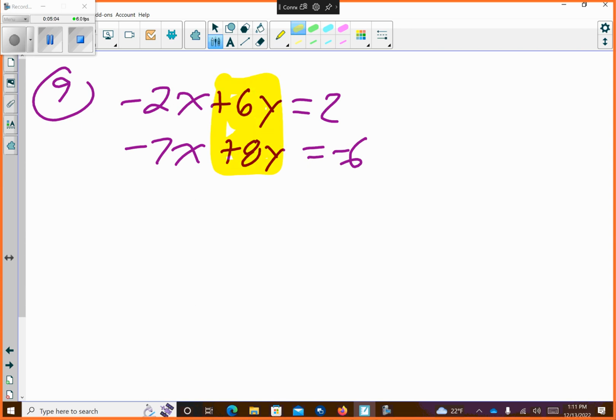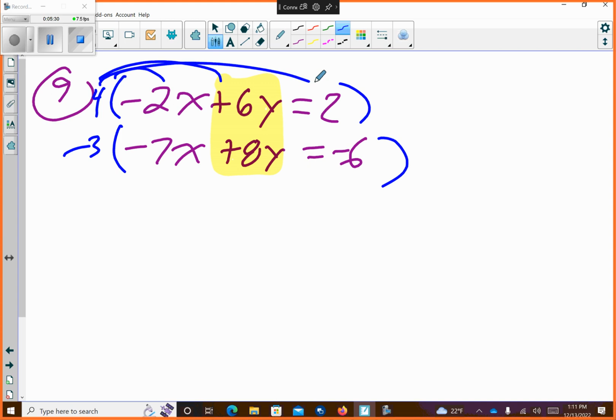Okay, the smallest number that 6 goes into and 8 goes into would be 24. Sometimes it's hard to think about that. So I need to multiply both by something. I want 24, so I'm going to multiply this by 4 and this by 3. Now, because both are positive here, I need to make one of the numbers negative. So I'll choose to make the bottom one.